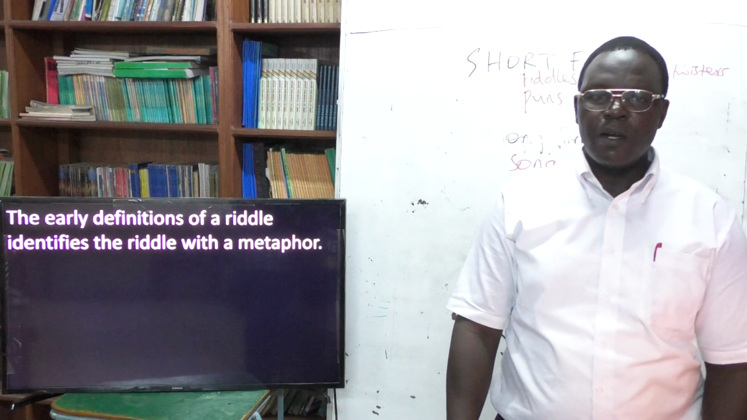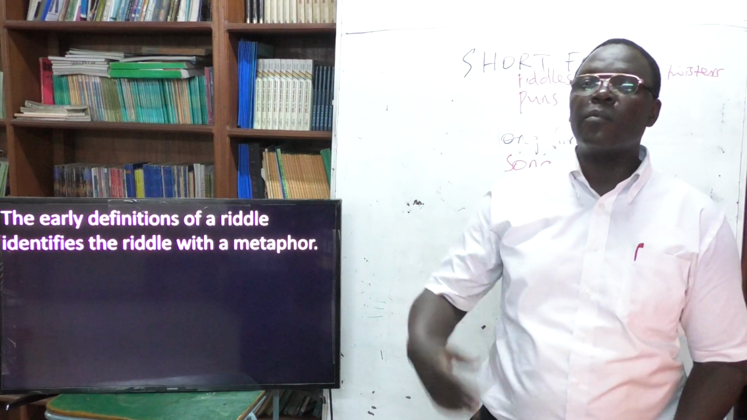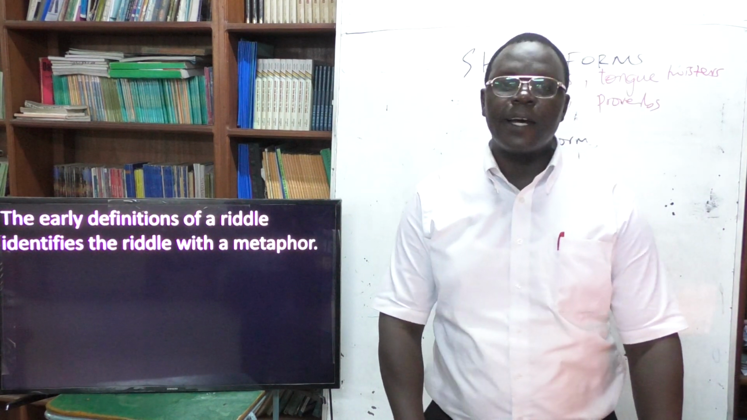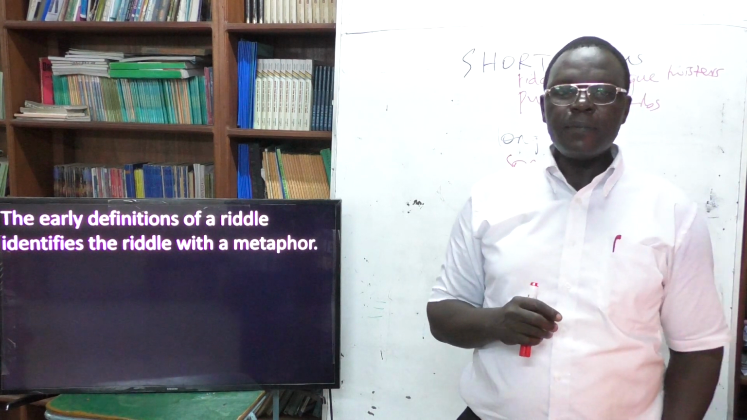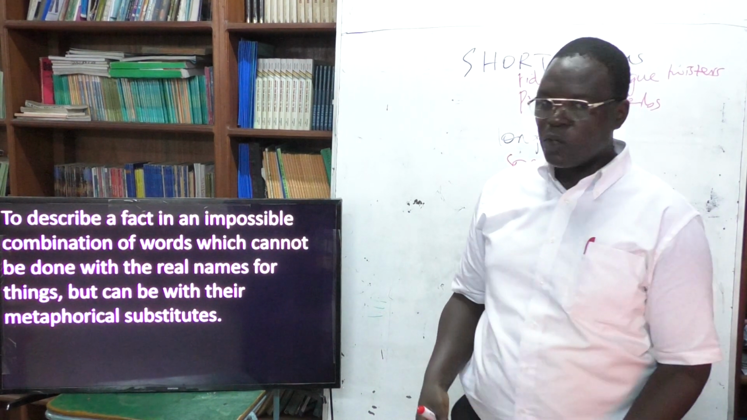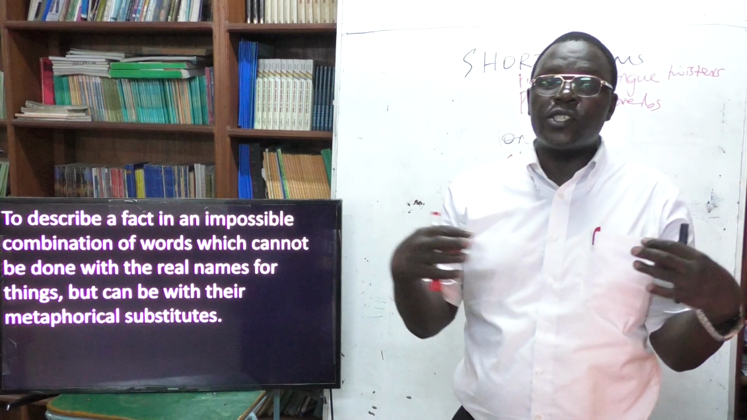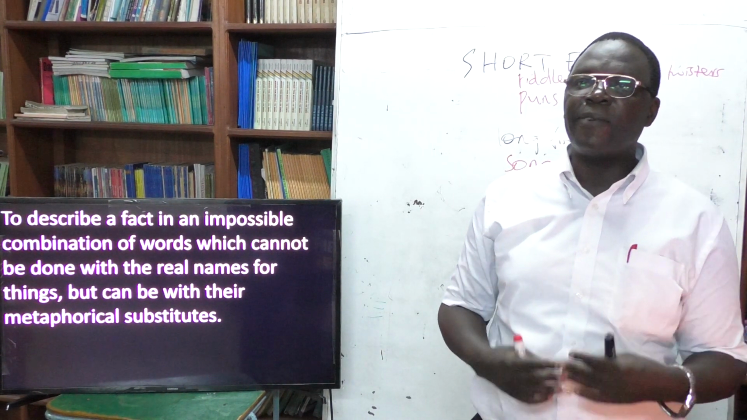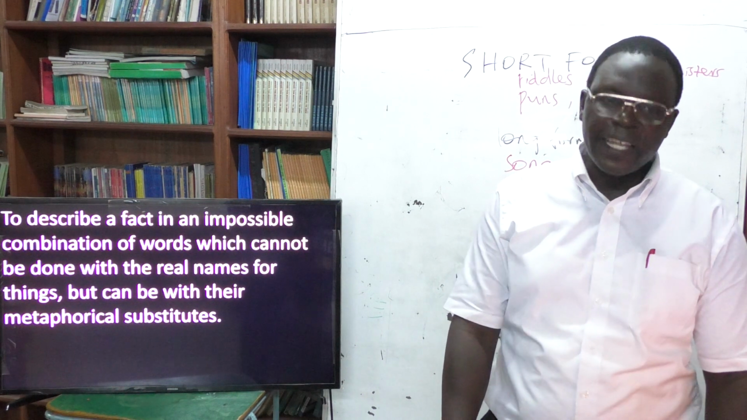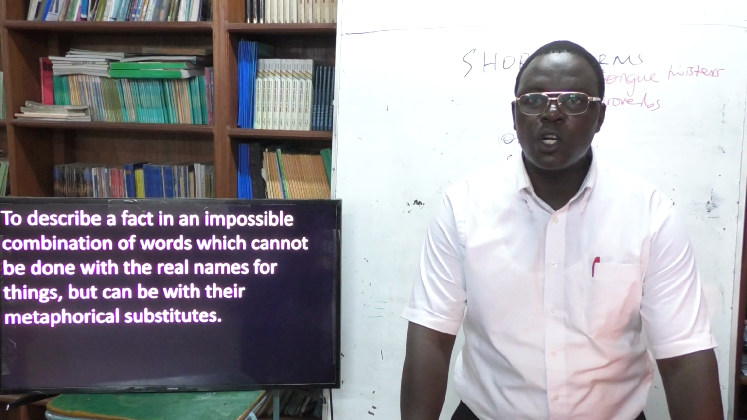The early definitions of riddles have not just come, they've been there. Oral literature transcends from one generation to another. So the early definitions of a riddle identify the riddle with a metaphor. What do I mean? That to describe a fact in an impossible combination of words, which cannot be done with the real names, you want to describe a certain fact which cannot be done with the real names for things, but can be with their metaphorical substitutes.